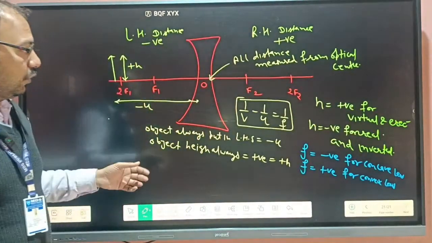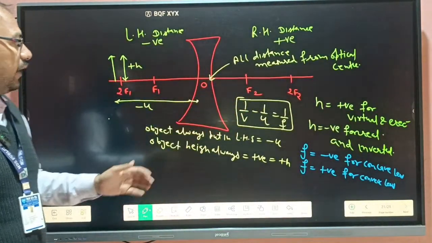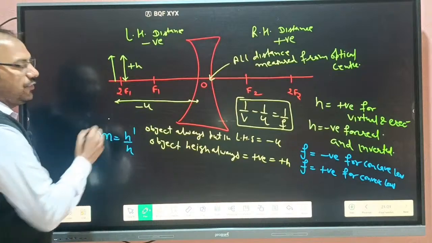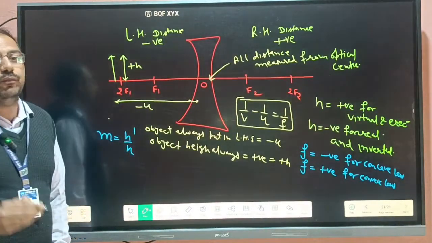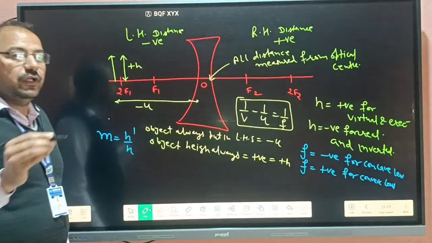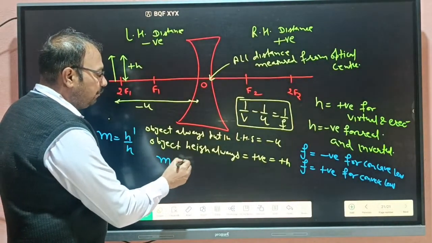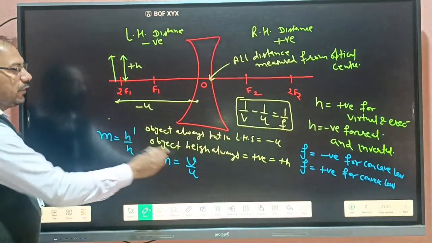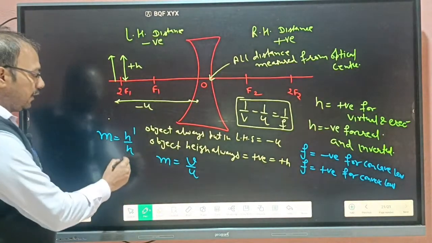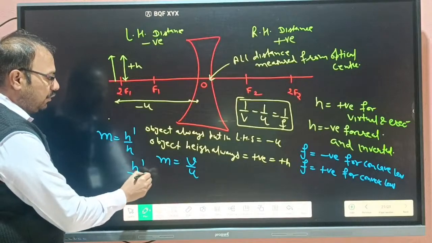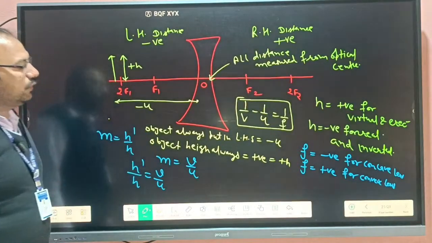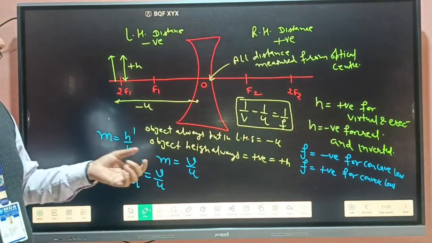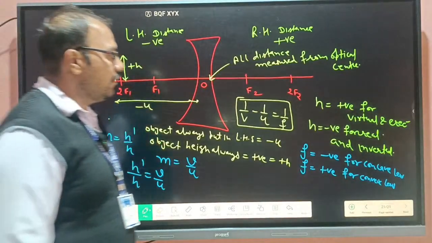Next formula: this is the lens formula, and what is magnification? Magnification M is equal to H dash by H, the image height by the object height, and in terms of V and U, M is equal to V by U. So we can write H dash by H is equal to V by U. These formulae are used to find the values of V and U, especially in numerical problems.